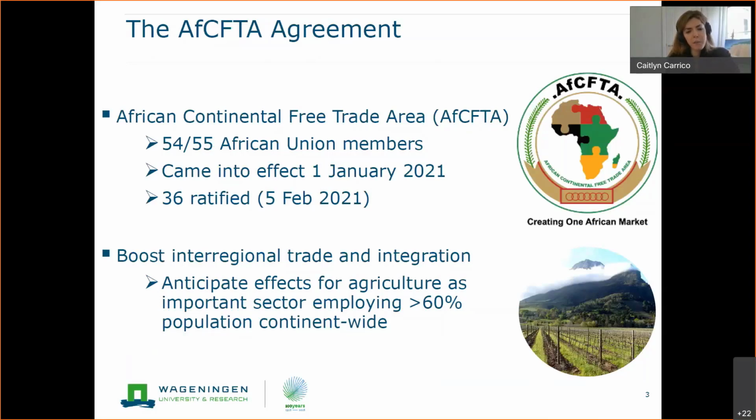Now, we are anticipating that there are going to be significant effects for agriculture, as this trade agreement is anticipated to boost interregional trade and integration. Agriculture is an important sector. In some countries, it can be, say, 30-40% of the GDP. It's also important in the sense that it employs a significant proportion of the working population across the continent. It's about 60%, and it can be more in certain countries.